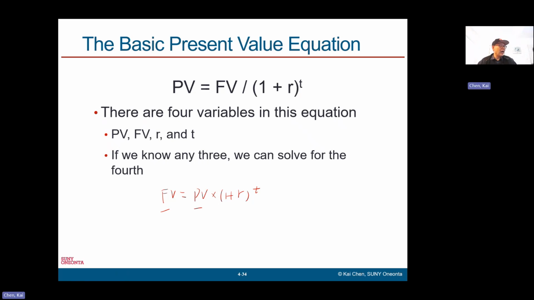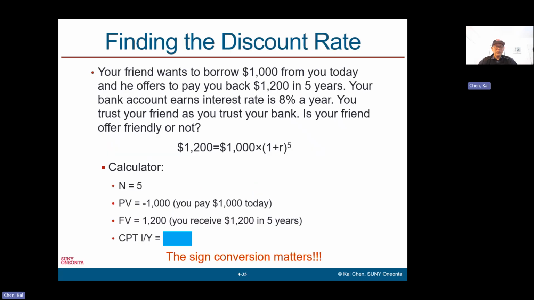We have learned how to calculate the future value and how to calculate the present value. Now, let's look at how we can calculate r, and how we can calculate t. First of all, let's look at how we can find the discount rate. I'm going to use an example to explain.